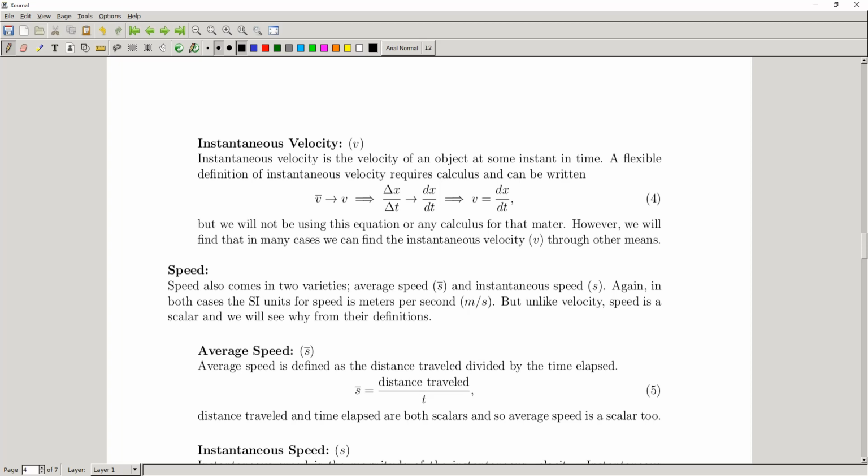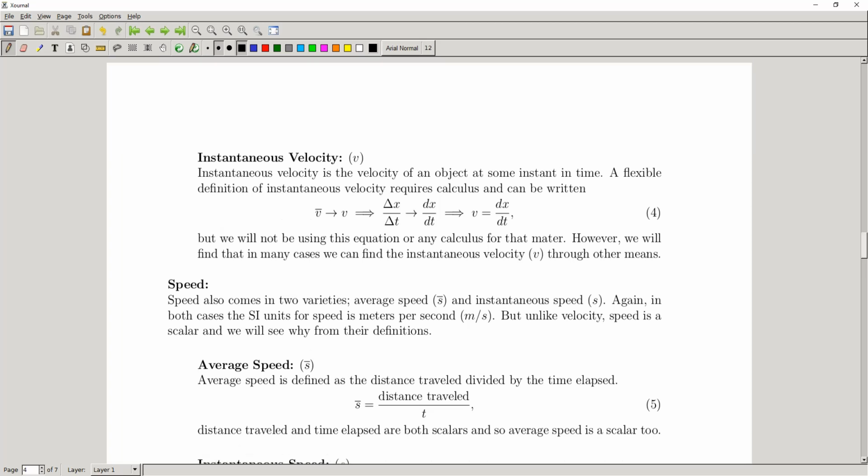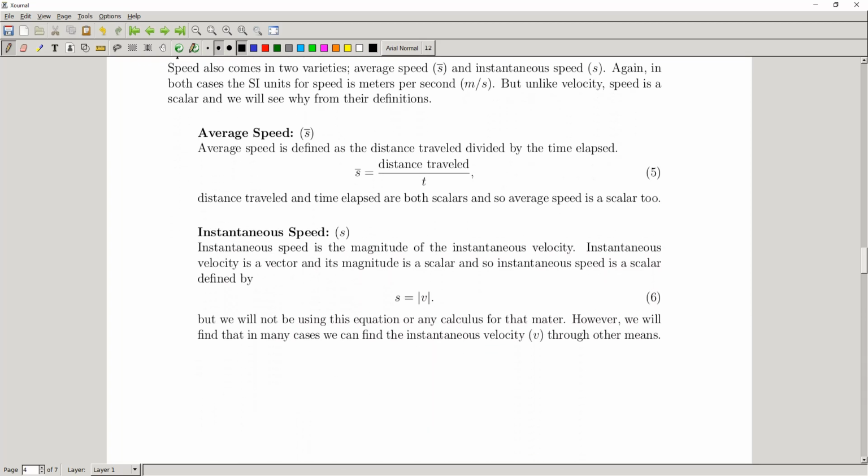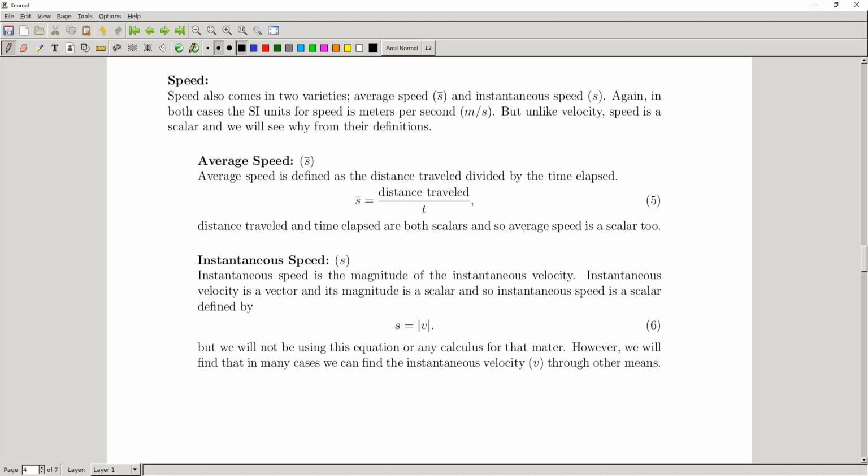We can now talk about speed also, and speed, like velocity, comes in two varieties, an average speed or an instantaneous speed. Again, the SI units for speed are meters per second, but unlike velocity, speed is a scalar. Speed doesn't have a direction associated with it. It only has a magnitude.